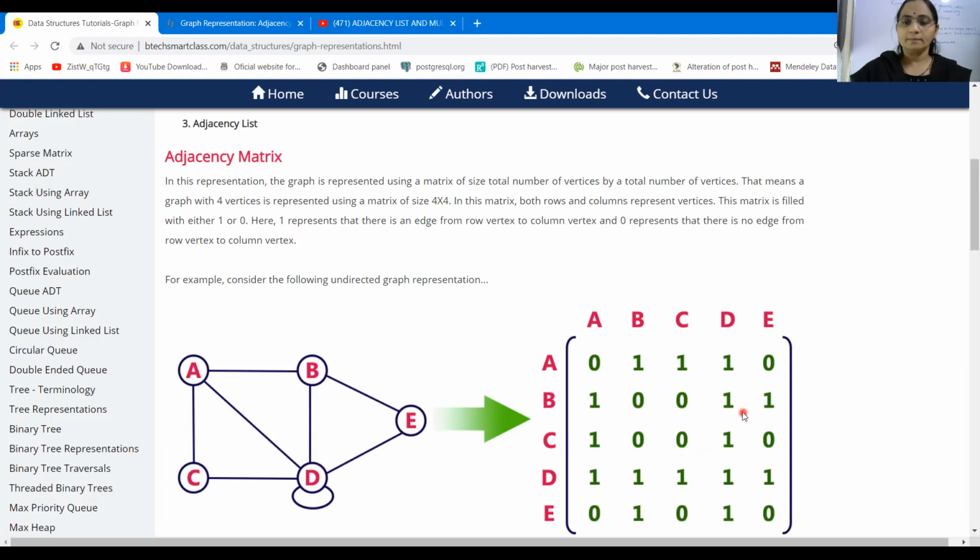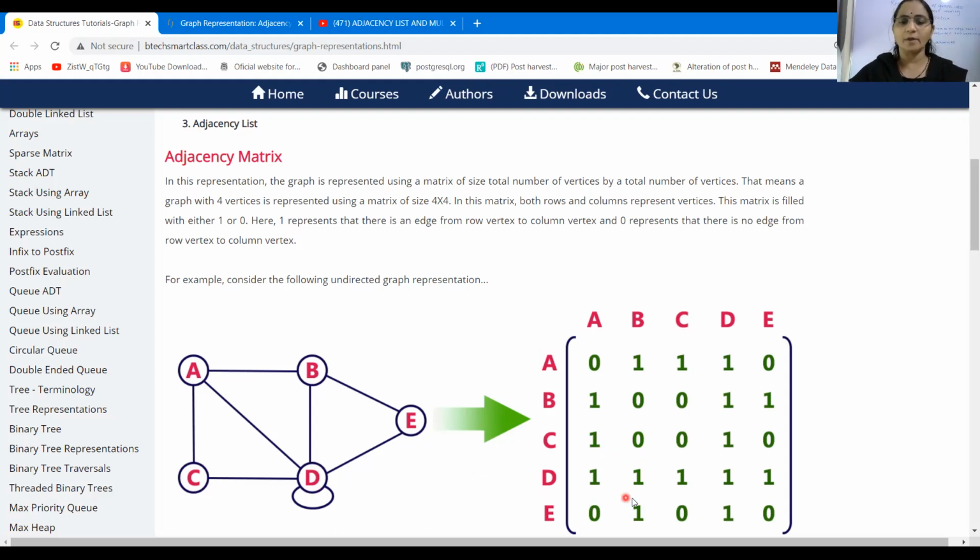Now B to D. Okay, B to D. Yes, there is an edge. So for B to D, the 1 is present here. Again, you check for B to E, and again the edge exists between the two nodes B and E, and therefore the value 1 is present. So like this, you can check the edges between the pair of two vertices and accordingly put the values either 0 or 1. If the edge exists, then you put the value 1, otherwise you put the value 0.